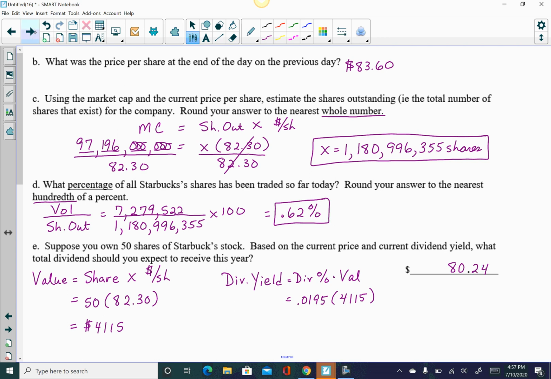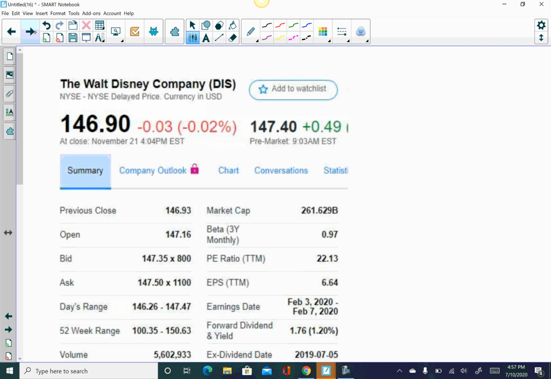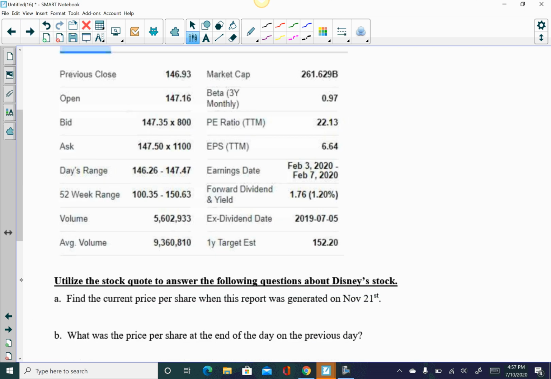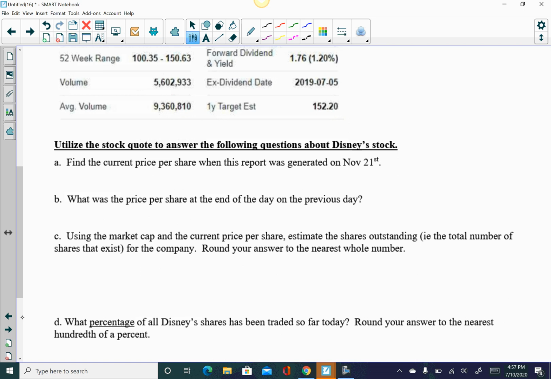On the next page, I'm not going to do this one with you, but this is a printout of a stock quote for Walt Disney World. So I highly encourage you to work through this one. It gives you another good practice with it, and work through the exact same steps that I was just doing. This might be a video you need to watch twice, for example, okay?